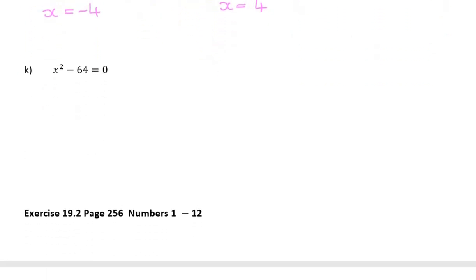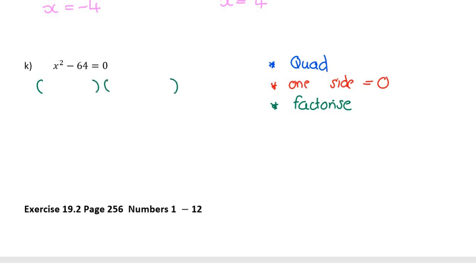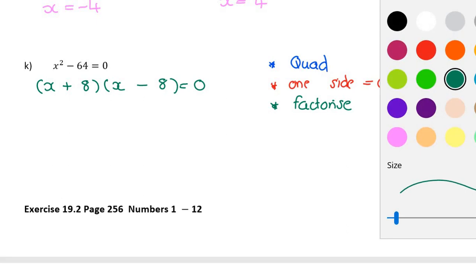Okay, let's look at our last one. Our last one says x squared minus 64 equals 0. So this is a quadratic equation. I need to get one side equal to 0, which this already has done for me, which is wonderful. I then need to factorize. So I look for our highest common factor first, of which there is none. This is now another difference of two squares. So x times x, 8 times 8 will give me 64. One's a plus, one's a minus.